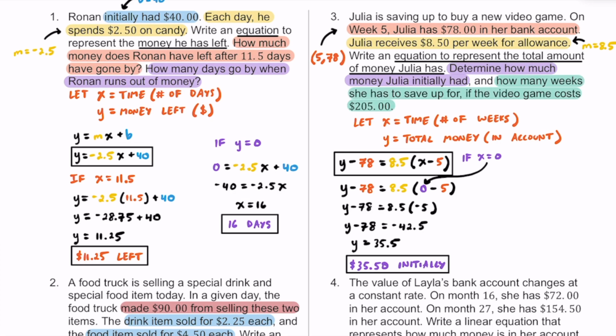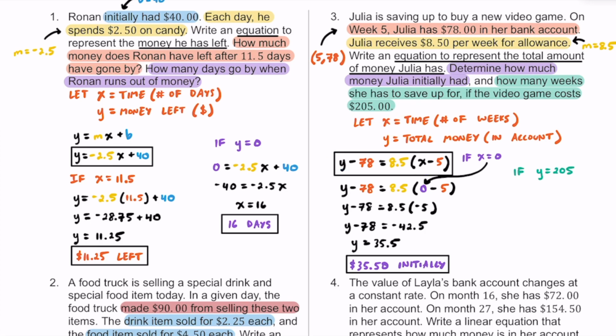All right, now the last part of the question says how many weeks? So that's going to be asking for x, right? So we don't know what that's going to be. She is going to have to save up for if the video game costs $205. So this is going to be a y value because that's going to be how much money. So we're going to be solving for x and we know what y is. So let's take this 205 and plug that into our equation right over here and say that y will be 205. And then we can solve for x, which is going to be how many weeks go by until she'll have enough money to buy that game.